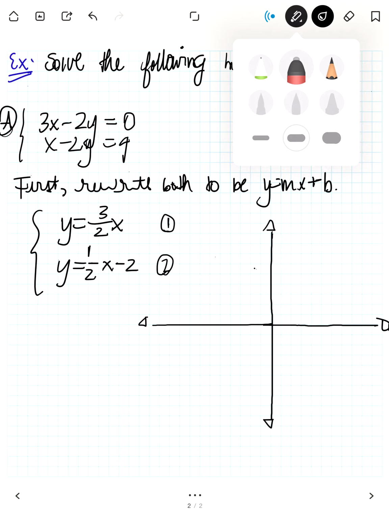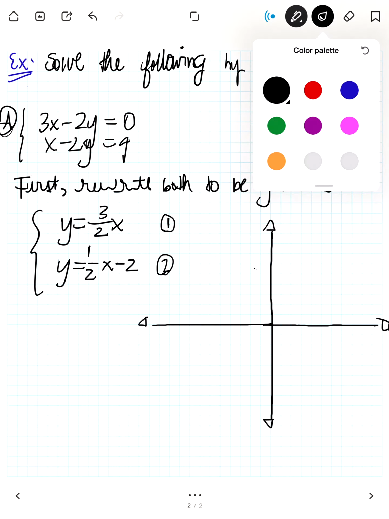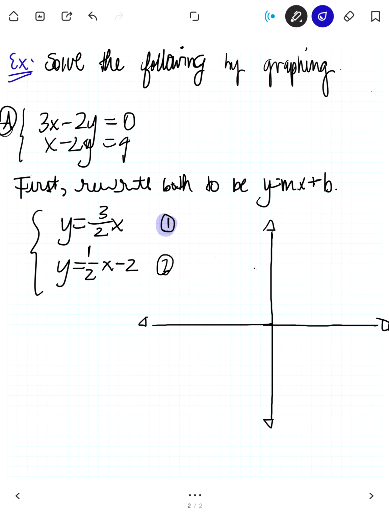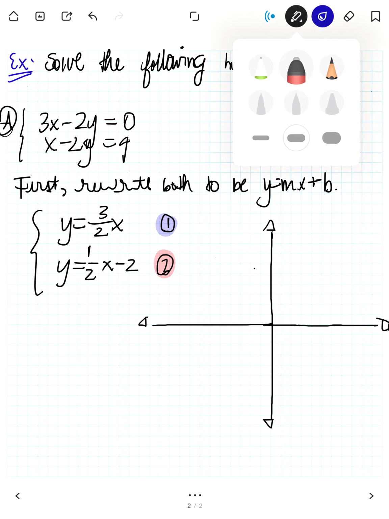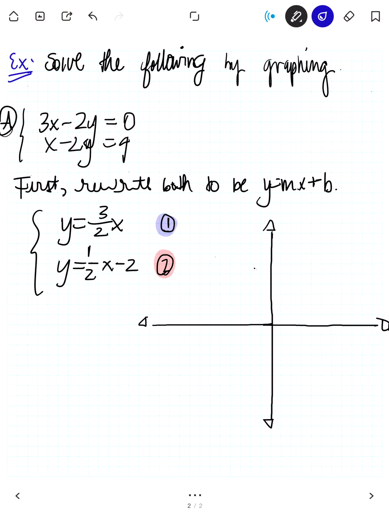All right, so I'm actually going to plot each of them in their own color. The first one is going to be the blue, and the second one is going to be the red. All right, so let's graph our first line. y equals 3 halves x. So this doesn't have a b value, which means it has a y-intercept of 0, 0, because b equals 0.